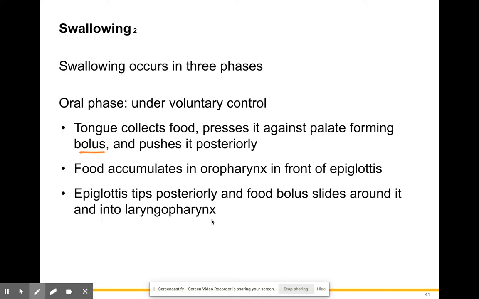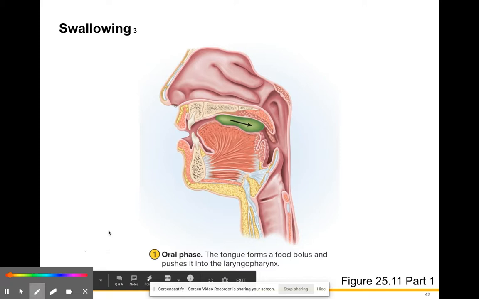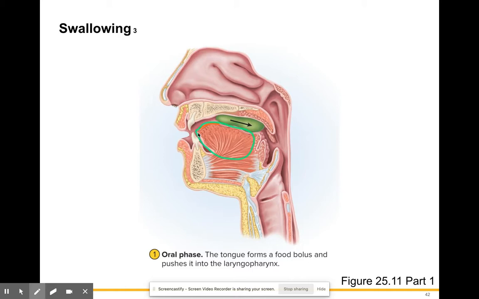Okay, so I have a picture of this. So I'm not going to bother trying to draw it because I'm going to draw it poorly, and I'll just show you a picture of it. Okay, so here is the mouth. This is the tongue. Let me get a different color here so you can see it. Okay, this is the tongue, this whole piece here. Okay, this is food. This big green thing is food.